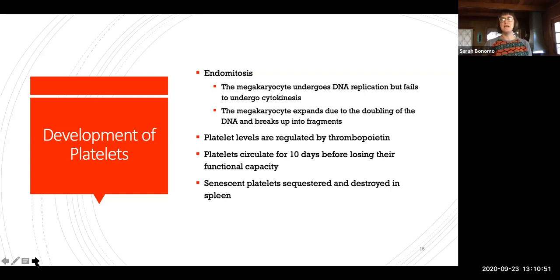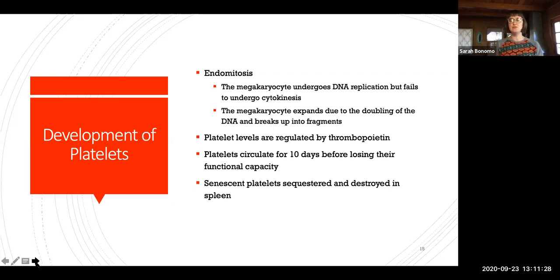Megakaryocytes do DNA replication, but they never undergo cytokinesis. That's the splitting off of a daughter cell. Normally, I make a copy of my DNA, replicate all the cellular components, and that cell breaks off and becomes its own thing. But in megakaryocytes, the DNA replicates, but it never breaks off into its own cell. So that megakaryocyte just gets more and more mega, and what ultimately happens is it breaks apart into fragments. And that's what the platelets are.